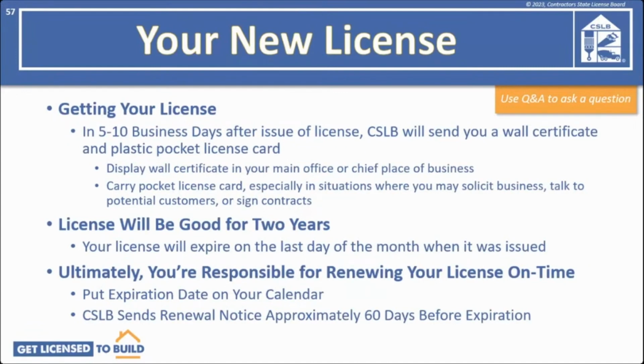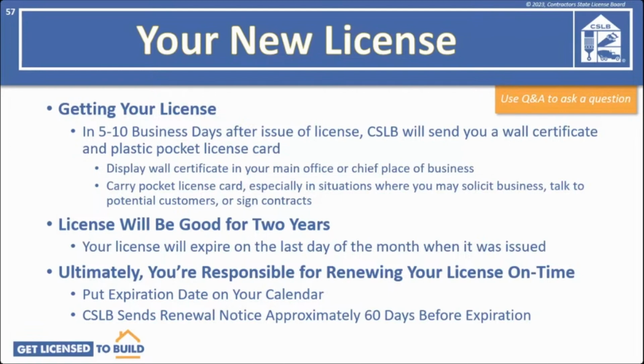In about 5 to 10 business days, your license will be issued. CSLB will send you a wall certificate and a plastic pocket card license. Display the wall certificate in your main office or chief place of business. Carry your pocket card with you, especially in situations where you are going to solicit business, talk to potential customers, or sign contracts. We encourage consumers to ask to see your pocket card license.